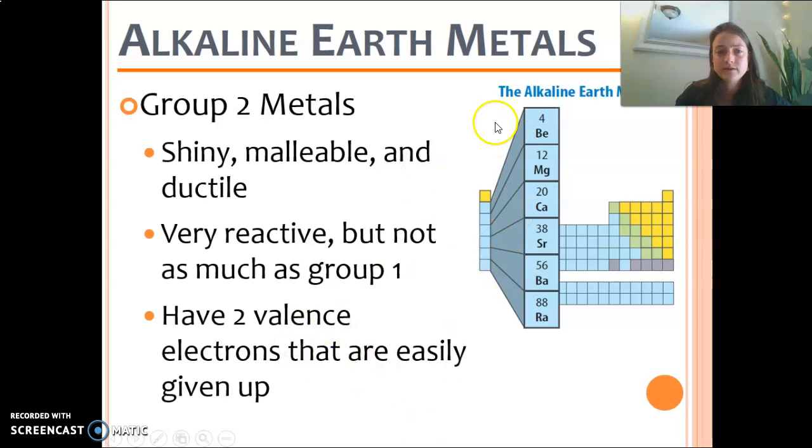And the alkaline earth metals give up those 2 valence electrons fairly easily, but not quite as easily as our group 1 metals are going to give up their 1 valence electron. So these are pretty reactive, but not quite as much as our group 1 metals.